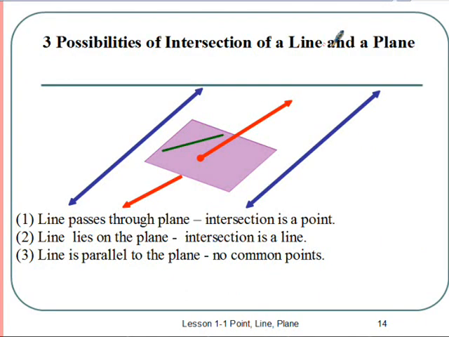3 possibilities of intersection of a line and a plane. So there's 3 ways they can intersect. The line can pass through the plane. So for example, this red line is going through the plane. Okay? So the intersection of a line and a plane is a point. If the line is on the plane, like this green one, then the intersection is the line itself. Everywhere that line is, the plane is, because it's actually on the plane. And then if the line is parallel to the plane, like these dark purple lines up here, they're parallel to the plane, there are no common points. So there's 3 possibilities when we have a line and a plane as to how they could intersect.